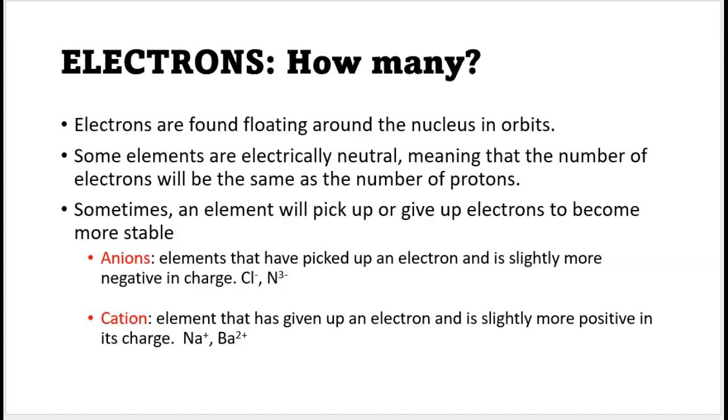So in the previous videos, we talked about how to figure out how many protons, how many neutrons, and how many electrons there were. We also talked about isotopes, which are variations of elements that have different numbers of neutrons in them. Well, electrons are kind of like neutrons in that they're not fixed. So an element can have different versions of it based on the number of electrons. Every once in a while, an element will give up an electron or pick up an electron.